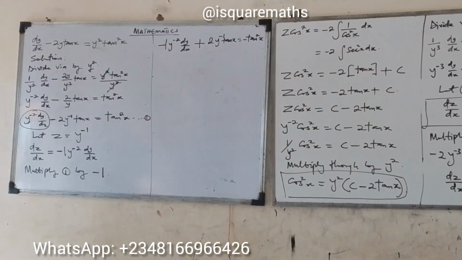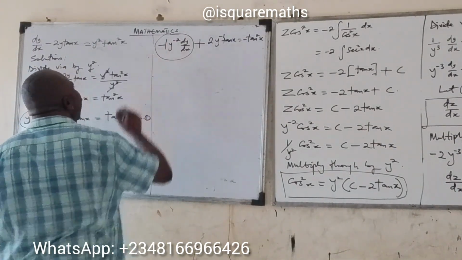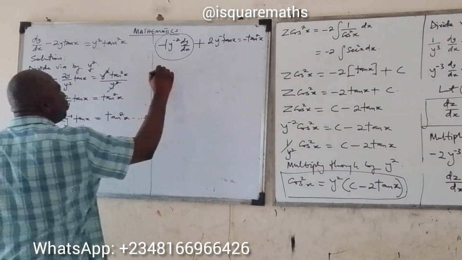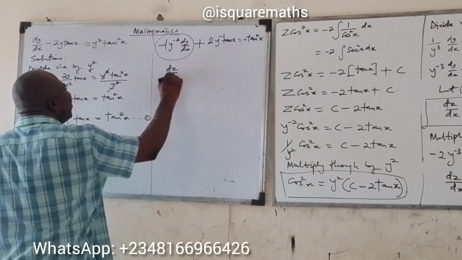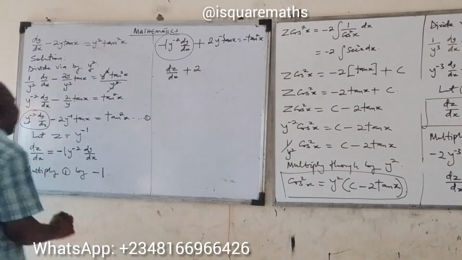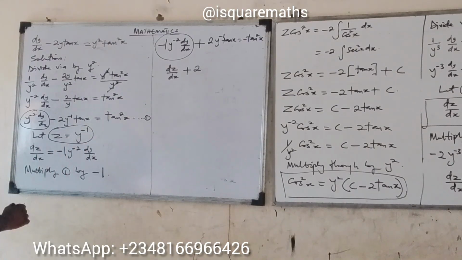At this point, the whole of this is now in the form of dz/dx. It means this will change to dz/dx plus 2, now y raised to the power of minus 1. Look at this here. We said let z be equal to y raised to the power of minus 1.